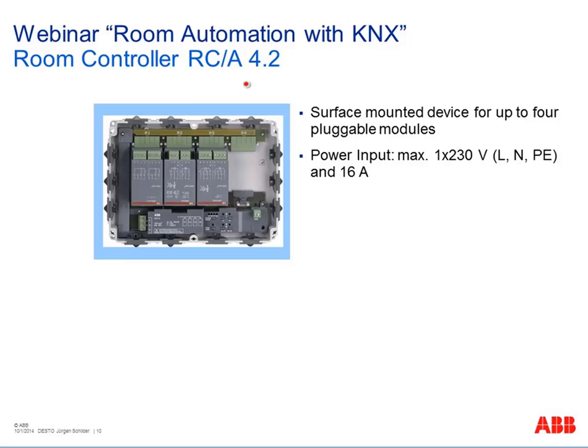The same principle with a 4-fold room controller, RCA 4.2, means you can insert here 4 modules. Any of these modules I've shown to you already. Difference here is that we have only a one-phase power input up to 16 ampere, powering or energizing all modules behind and all loads behind. Yeah? So it's a real room solution. Maybe the 8-fold is also in use for more than one room, depends on the situation.